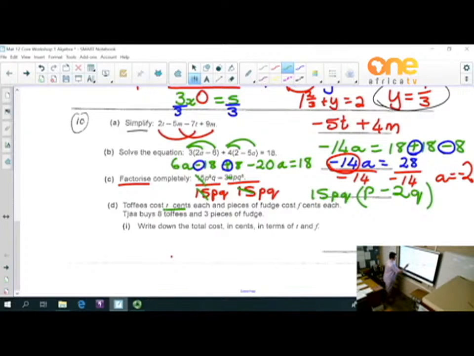And the last one is then a word sum. Toffees cost T cents and fudge costs F cents. Ta buys 8 toffees and 3 pieces of fudge. Write down the total cost. What is cost? The price times how many you buy. And this is what we're going to do here. So 8 toffees will be 8T and 3 fudge will be plus 3F. This is unlike terms. This is toffees, this is fudge, so you cannot add them. That is your answer there.